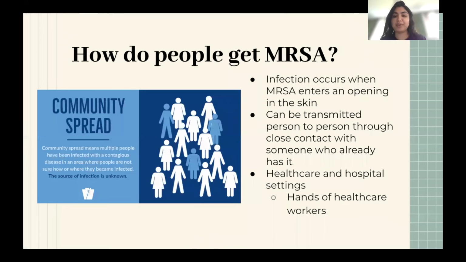So how do people get MRSA? MRSA infection occurs when MRSA can enter openings in your skin and in your wounds. It can be transmitted throughout the community, person to person, when you have close contact with somebody who has a strain of MRSA. So if you shake hands with somebody, you could be at risk.